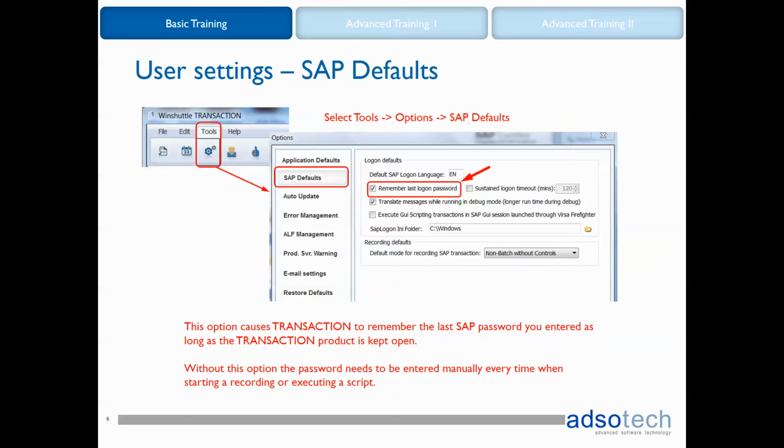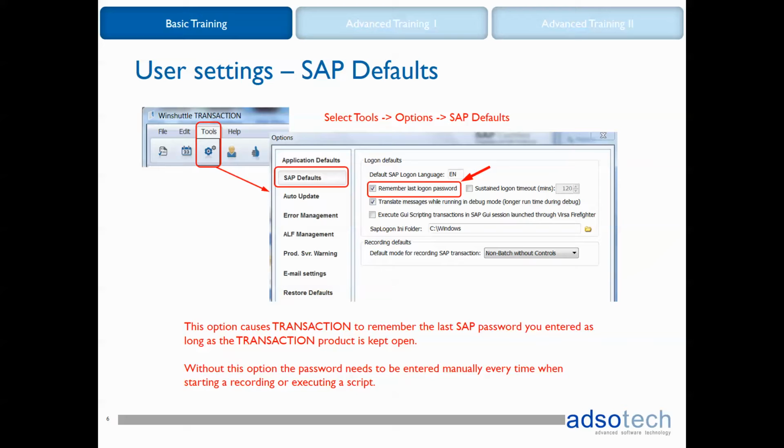Another setting that I would like you to be aware of, again, Tools, Options, and now SAP Defaults. There's a tick box that says Remember Last Logon Password. By default, the tick box is off, but most people like to have it on. When it's on, Winshuttle Transaction remembers your last SAP password as long as your Winshuttle session is still open. So whenever you open a new Winshuttle session, you need to type in your SAP password once, but after that, Winshuttle remembers it until you close Winshuttle completely.